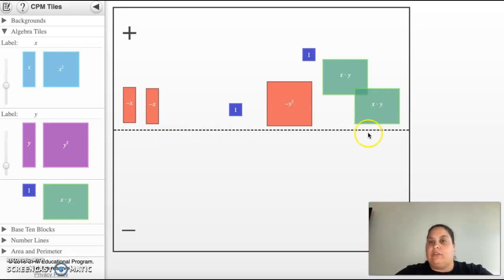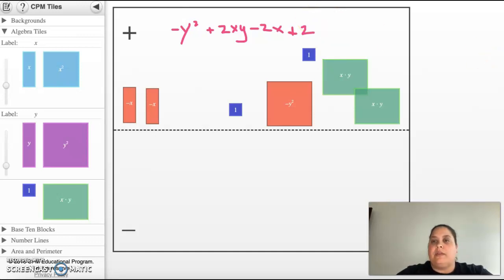So now our last and final step is to just write out our simplified answer. Again, I'm going to start with my squared, so I have a negative y squared. Then I'm going to go to my xy's. I have 2 of those, so I'm going to have a positive 2xy. Then I'm going to go to my x's, which I have 2, but they're negative, so I have negative 2x. And then I have the 2 positive ones, so plus 2. And that, again, is my simplified answer.